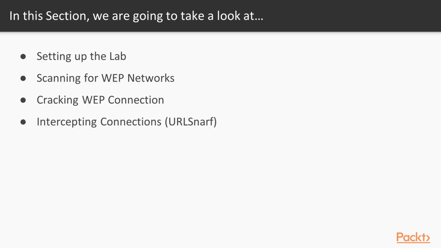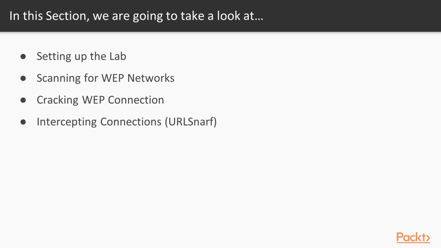In this section, we will take a look at how we can set up the lab, ensuring that all our wireless network cards and adapters are up and running fine. Followed by that, we will learn how to scan for any WEP networks. And then we will try to crack the WEP connection so that we can get the pre-shared keys.